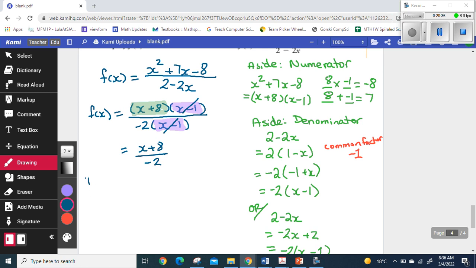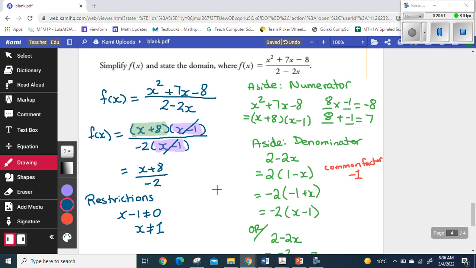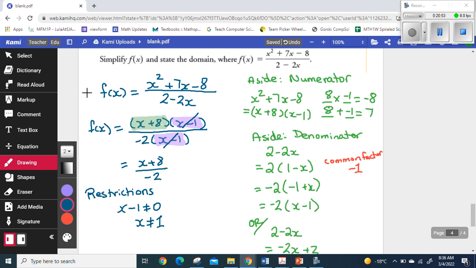Let's think about our restrictions. So we look at our fully factored denominator. That said x minus 1 cannot equal 0, which means x cannot equal positive 1. So let's just look at the way they worded the question. State the domain. Well, stating the domain just says x can be any real number, and then we put in our restriction. X cannot equal 1. Done. Good.